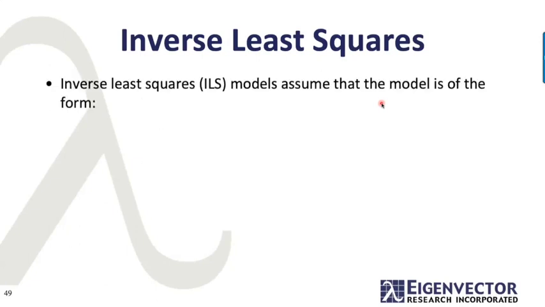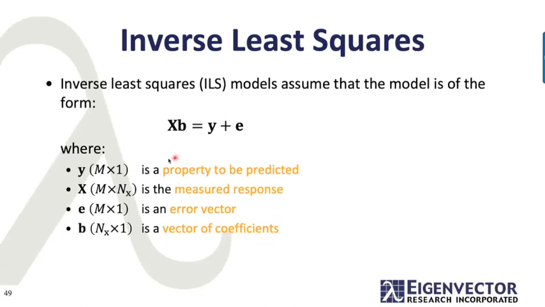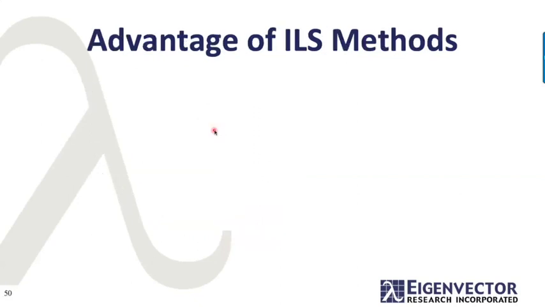So inverse least squares models assume the form Xb = y + e, where y is the property to be predicted, X is your measured response, in our case our spectra, e is an error vector, and b is a vector of coefficients. So the inverse least squares model says that we should be able to come up with some set of coefficients that, if we apply that to our measured data, should give us a prediction, an estimate for the property of interest. And that's the whole idea behind inverse least squares models.